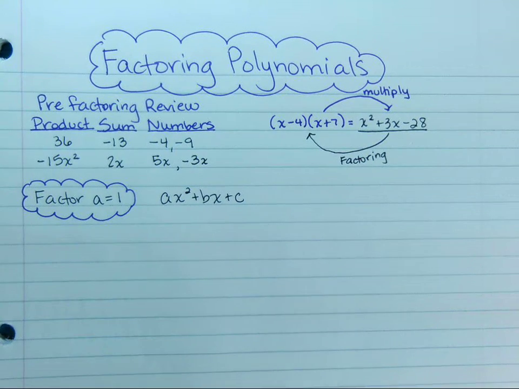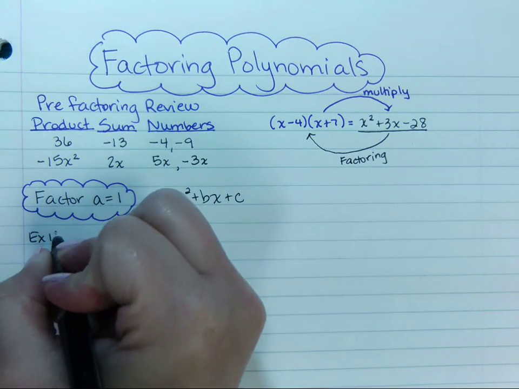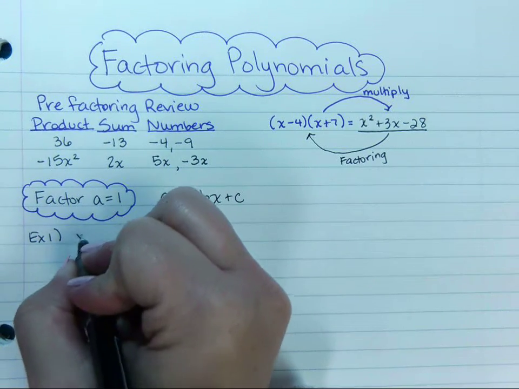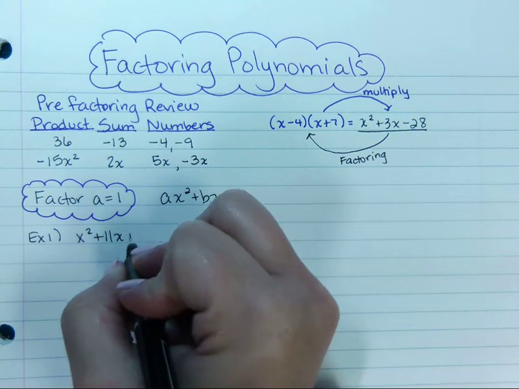So I'm going to show you a few. I think I have like 3 examples that are just general examples that I actually took off your pre-factoring worksheet, and then one that I took off of your homework. So, for example, this is example 1. I have the polynomial x squared plus 11x plus 24.